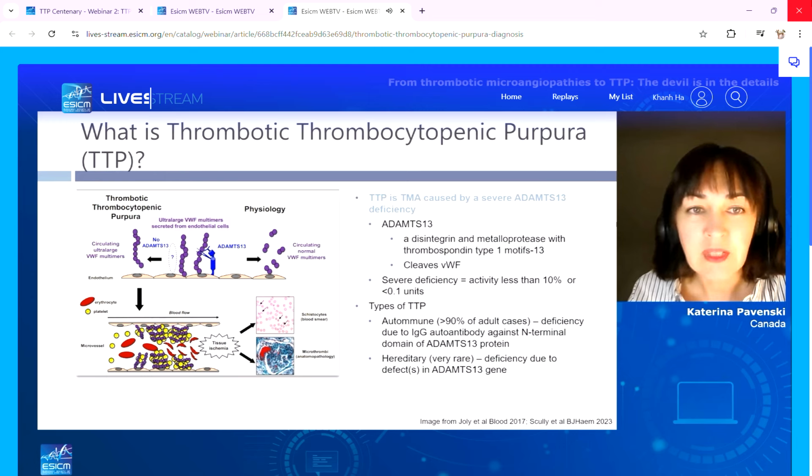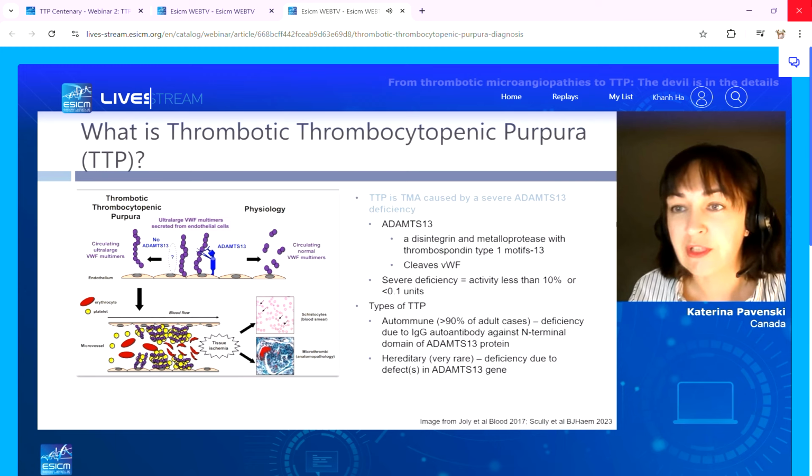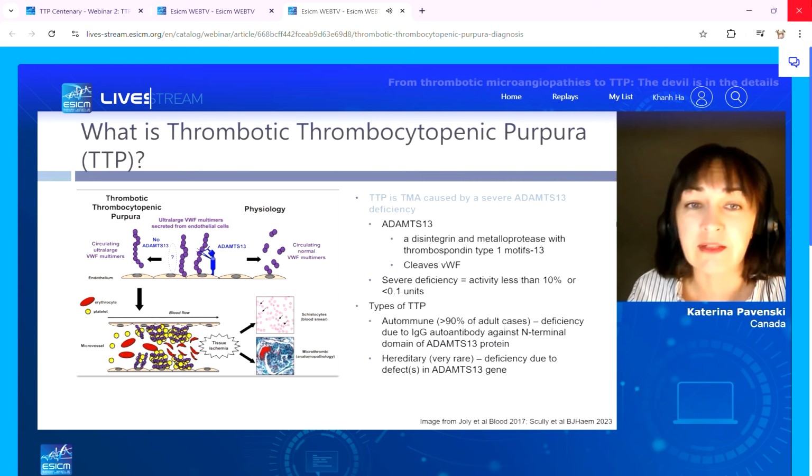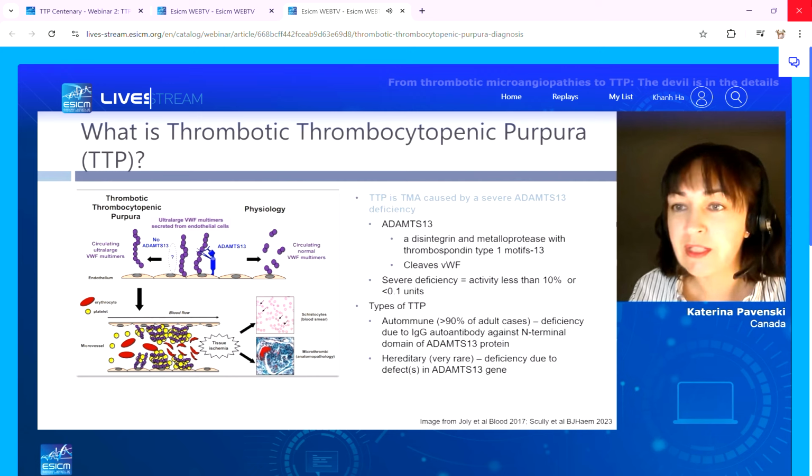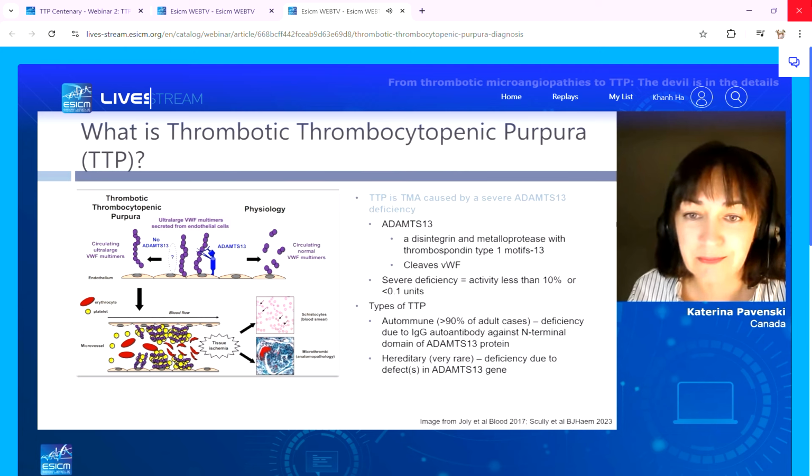Furthermore, it is the strings of von Willebrand factor clogging the vasculature that is thought to be responsible for shredding or fragmenting the red blood cells and consumption of platelets. Severe deficiency is defined as ADAMTS13 activity of less than 10%.